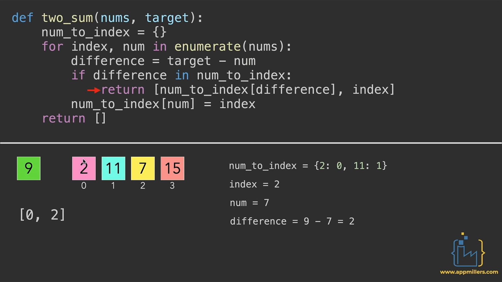So if we sum up the elements located at the index of 0 and 2, it's going to be 9. So with this, the execution of this function will stop here. So that's how we are finding the elements whose sum is the target. Now let's look at how this is working in practice.